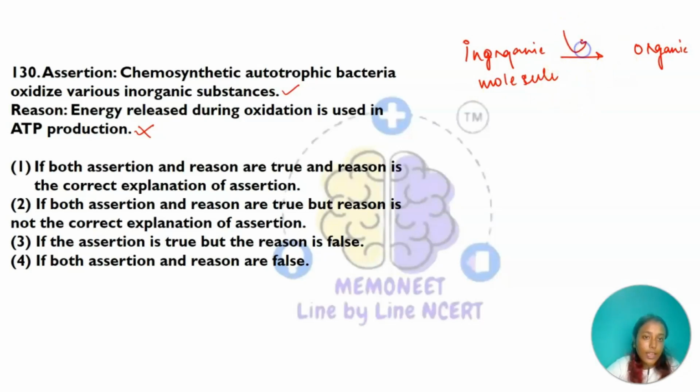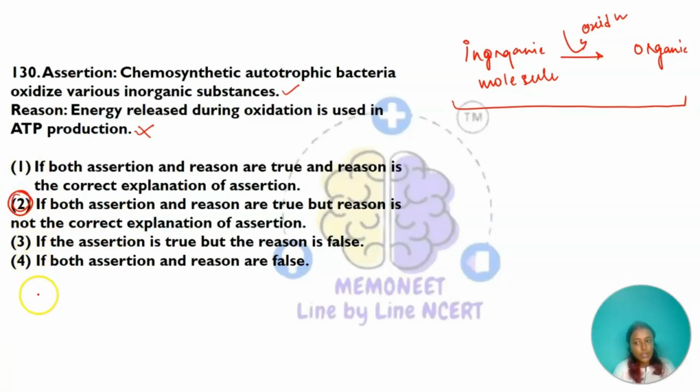This will be by the help of oxidation. And these kind of bacteria use this kind of method because of the absence of sunlight, and the energy which is released during this process is used by the given bacteria. So the correct answer is both assertion and reason are true, but the reason is not the correct explanation of the assertion. So option 2 is the correct option for this question.